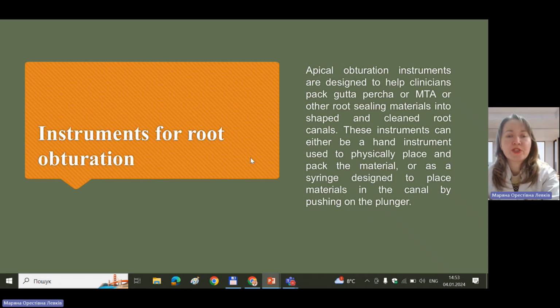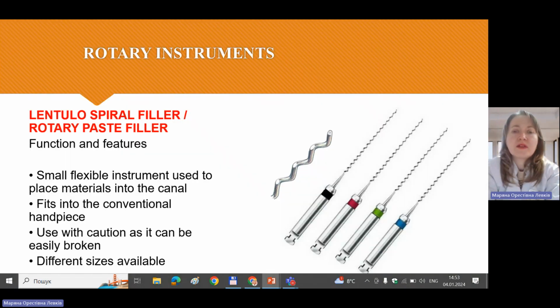Instruments for obturation. It is another group of endodontic instruments. Apical obturation instruments are designed to help clinicians pack gutta percha or MTA material or other root sealing materials into shaped and cleaned root canals. These instruments can either be a hand instrument used to physically place and pack the material, or a syringe designed to place materials in the canal by pushing on the plunger. Rotary instruments.